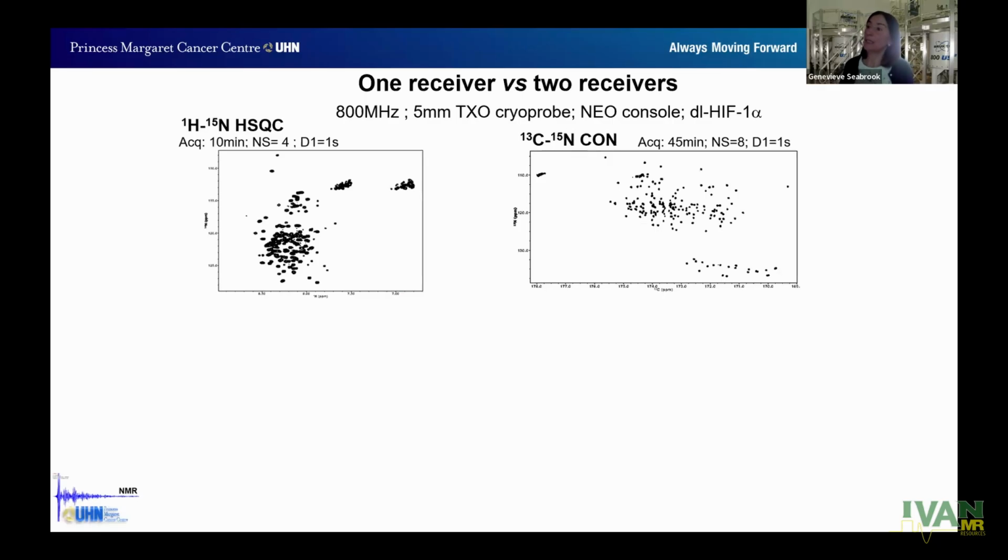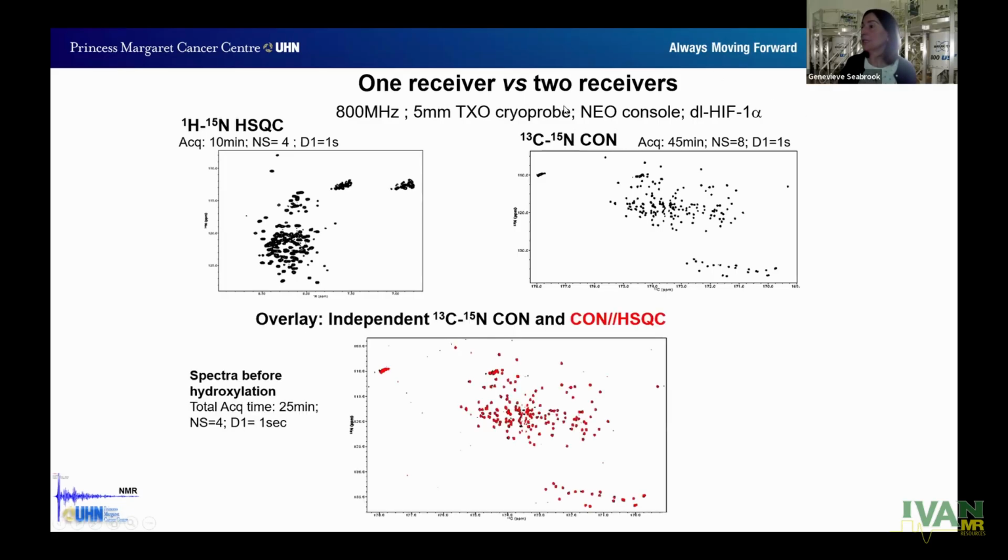So here you can see one receiver versus two receivers. On the top left, you've got the normal HSQC, 10-minute HSQC. With this concentration, I think we could have done even a 5-minute HSQC, would have been still very good. The CON at the beginning, especially when I was starting dealing with carbon detection, and also the dual receiver.